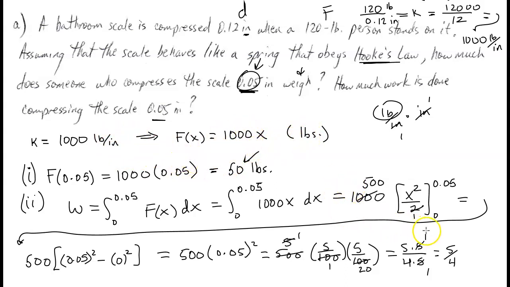And this work here, since the force was in pounds and our length was in inches, this would be 5/4 foot-pounds. If you wanted to express that as a decimal, that would be 1.25 foot-pounds. Okay. And so that would be your answer to how much work is actually done.